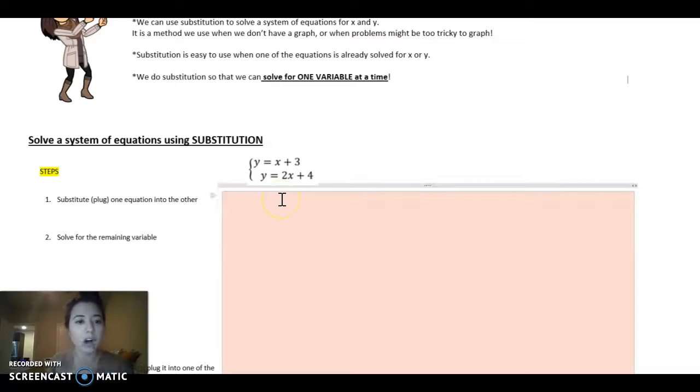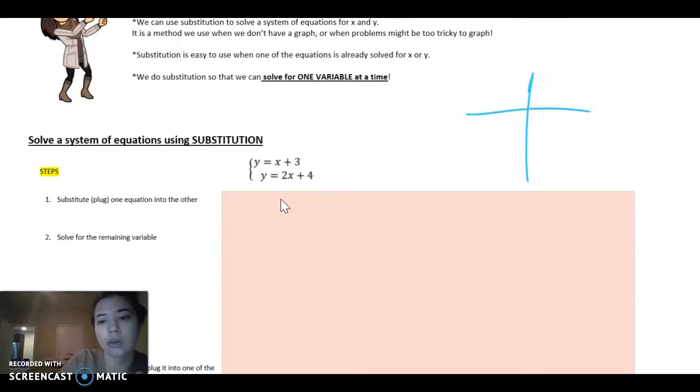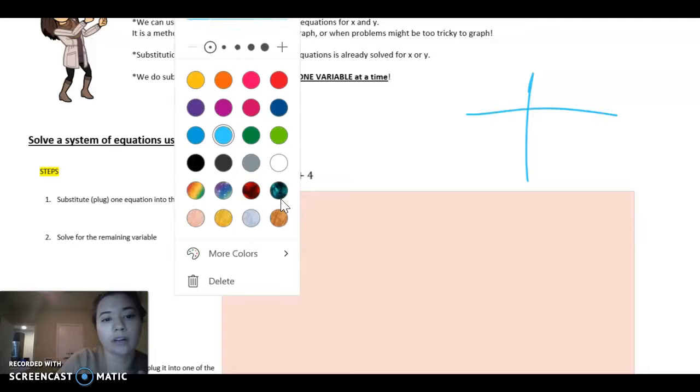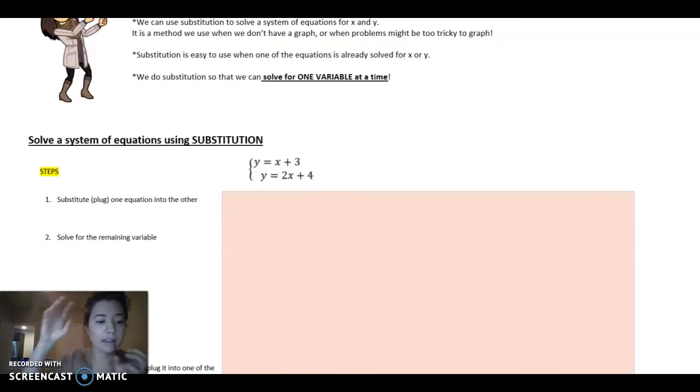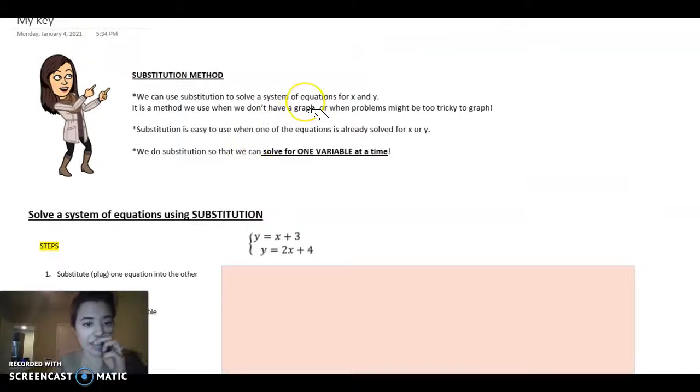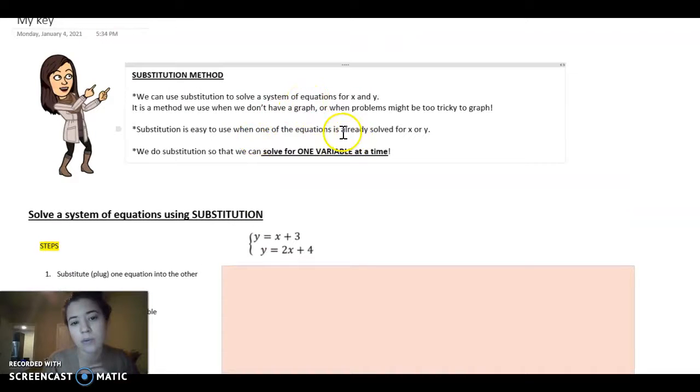Again, solving a system of equations means we are finding where the two graphs would cross if we graphed them. In other words, it's the point where it makes both equations true at the same time. It's the one point that is the solution to both equations. Now, substitution is easy to use when we have equations that are already solved.